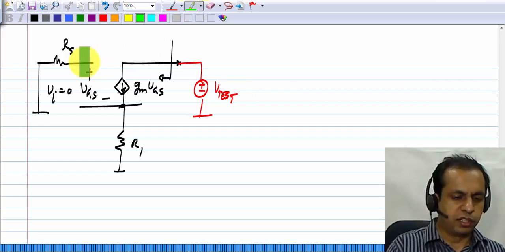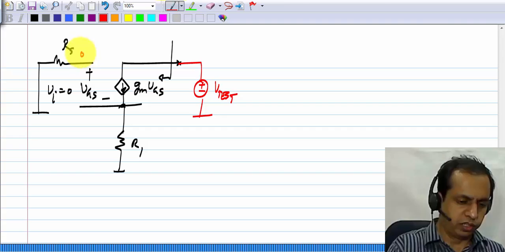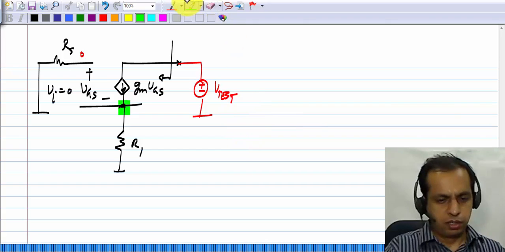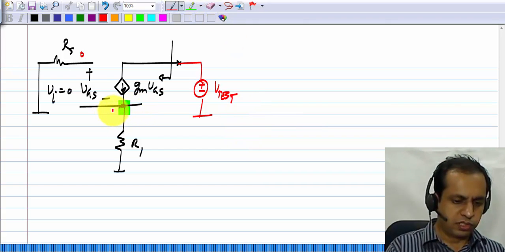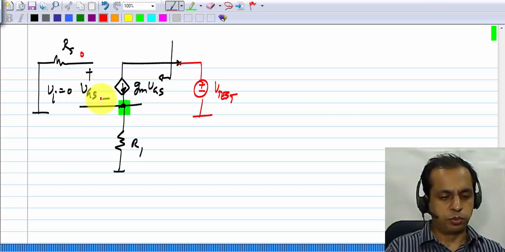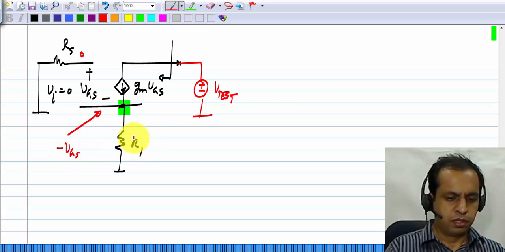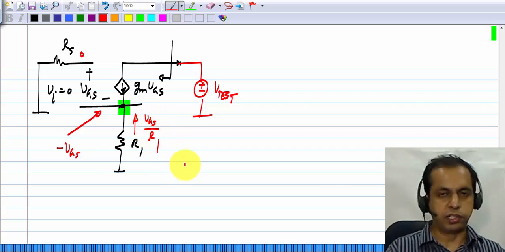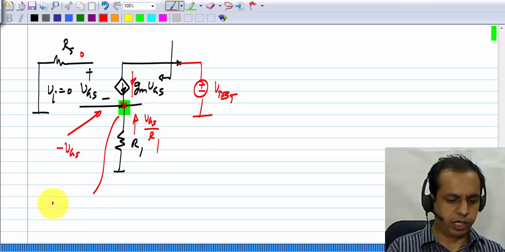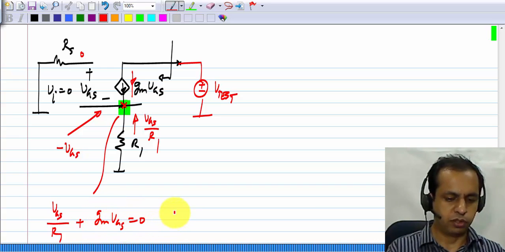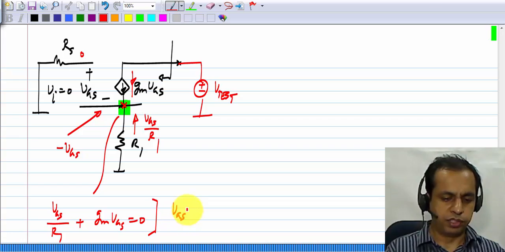Now it's very easy to see that the gate is at 0 volts or ground. Okay, so this is at 0, and if you apply Kirchhoff's law here, let me assume that the gate-source voltage of the transistor is VGS, so this voltage is at minus VGS. So the current in R1 is VGS by R1 in that direction, and here we have gm times VGS. So applying Kirchhoff's current law here, we get VGS by R1 plus gm VGS equals 0. So the only solution is that VGS equals 0.